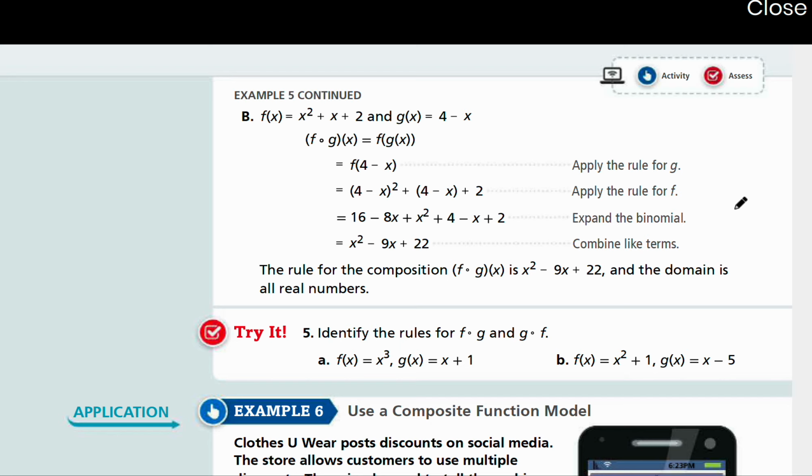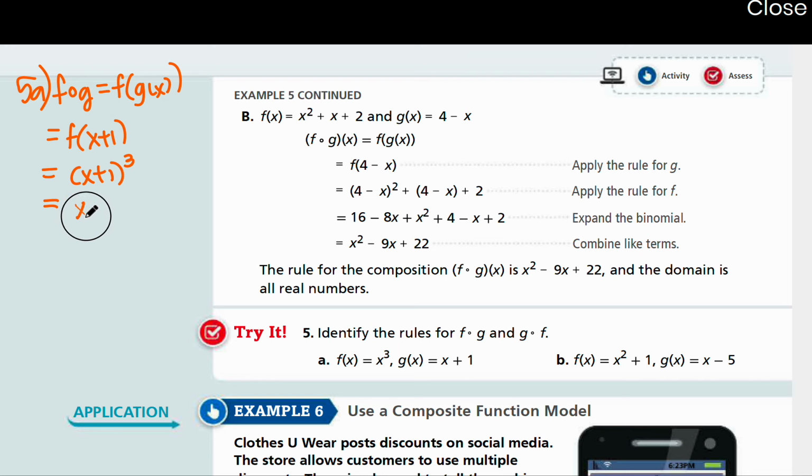Okay, let's look at part A. First of all, you want to figure out f of g, which is f of g of x. And so you'll have f of g of x, which is x plus 1. That's equal to x plus 1 cubed. Then you can use the binomial rule, or you can multiply it out one by one. But you should get x cubed plus 3x squared plus 3x plus 1. Okay, so that's part A.